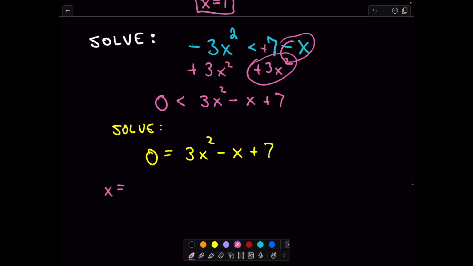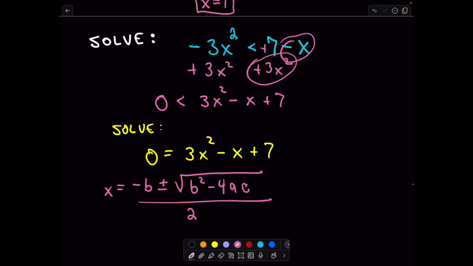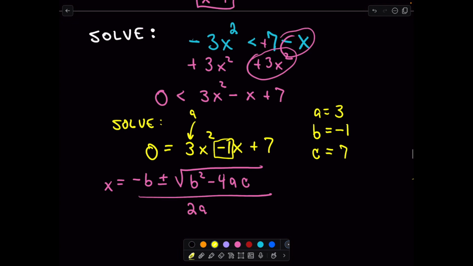So remember the quadratic formula. It says we use x equals negative b plus or minus the square root of b squared minus 4 times a times c, all over 2 times a. And we can label in this case. A is the number in front of x squared, so a is going to be equal to positive 3. B is the number in front of x. You have to account for the sign. So our b value is going to be equal to negative 1. And our c value is going to be equal to positive 7.